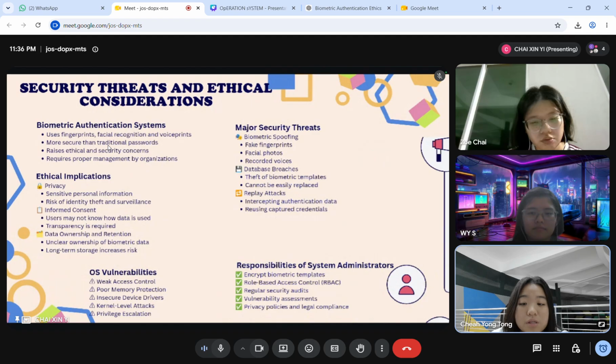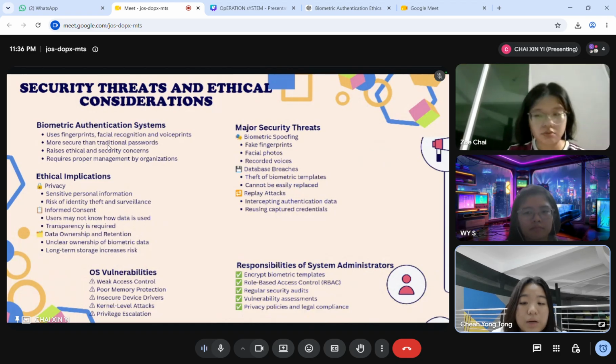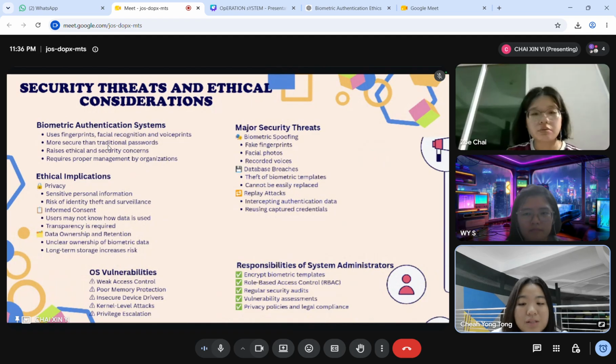The first concern is privacy, as biometric data is highly sensitive and permanently linked to an individual's identity. If this information is leaked, it may lead to identity theft or misuse of personal data. Another concern is informed consent, where users may not fully understand how their biometric information is collected, stored, or shared. Data ownership and long-term storage are also important issues because biometric data cannot be easily replaced once compromised.